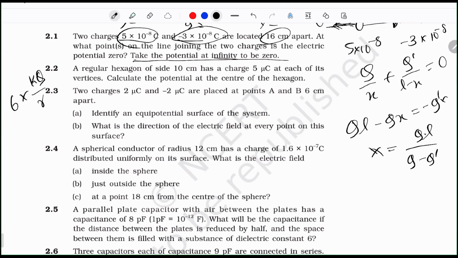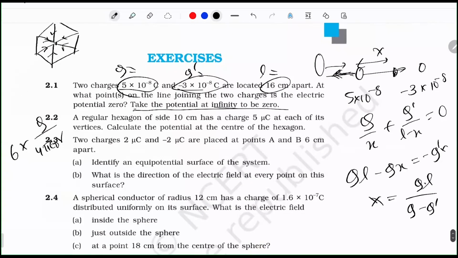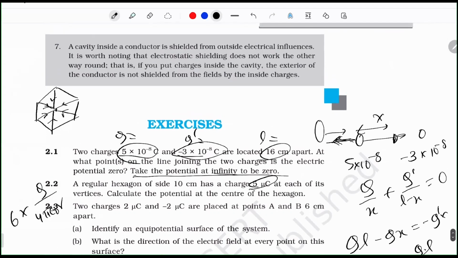So 6 times q by 4 pi epsilon naught r. Okay, that's it. Q you can substitute as 5 microcoulombs. R you can substitute as not 10 centimeters. Be very careful, R is not 10. 10 is the side of the hexagon.